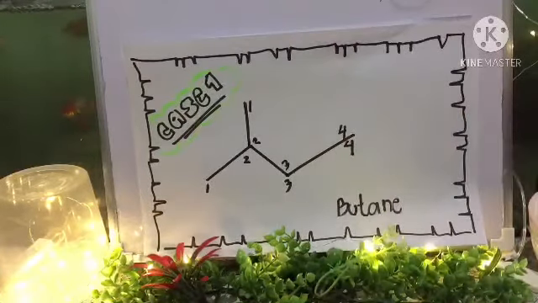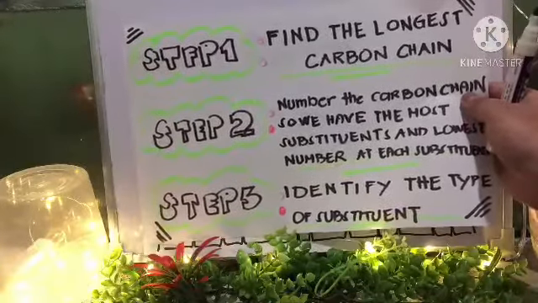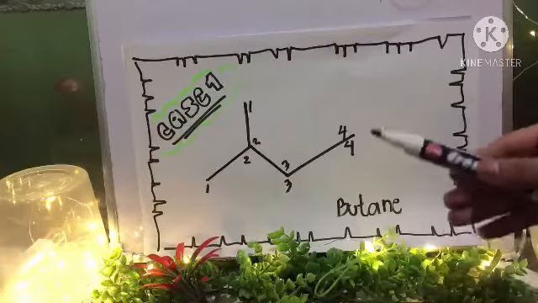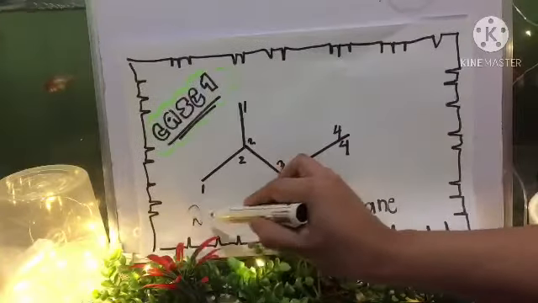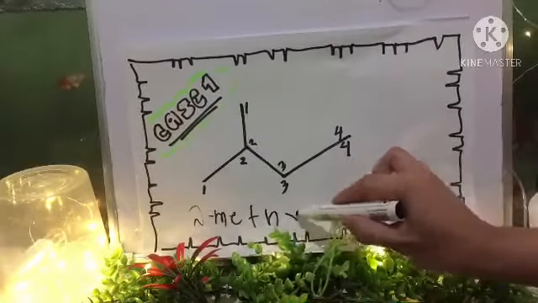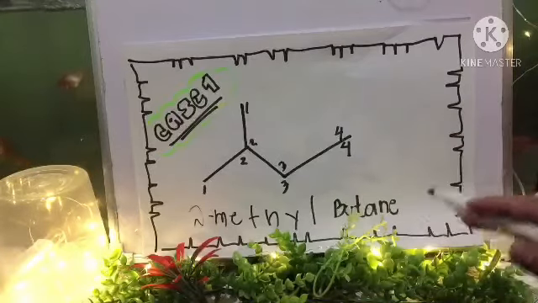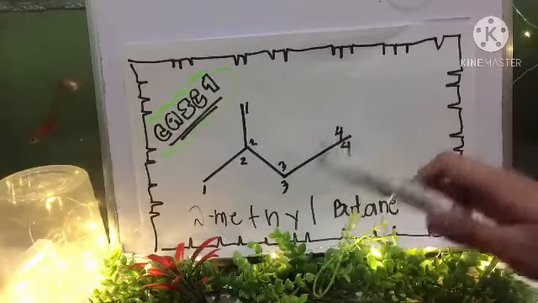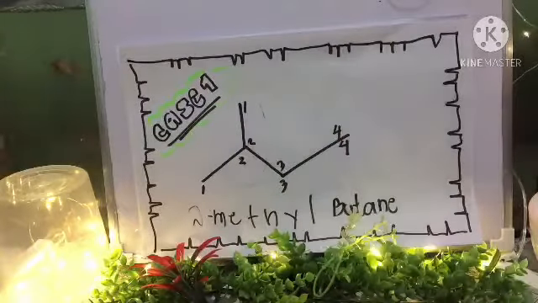Step 3, identify the type of substituent. There is only one carbon and it's not already part of the main carbon chain, so this is a methyl group. And we get 2-methylbutane. We could number this differently by starting off at this end: 1, 2, 3, and 4, and it would give us the same exact answer since the methyl group is still at 2.